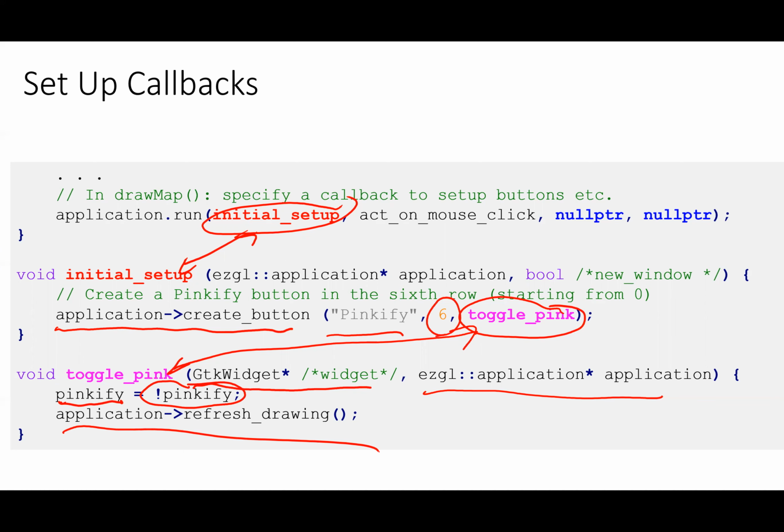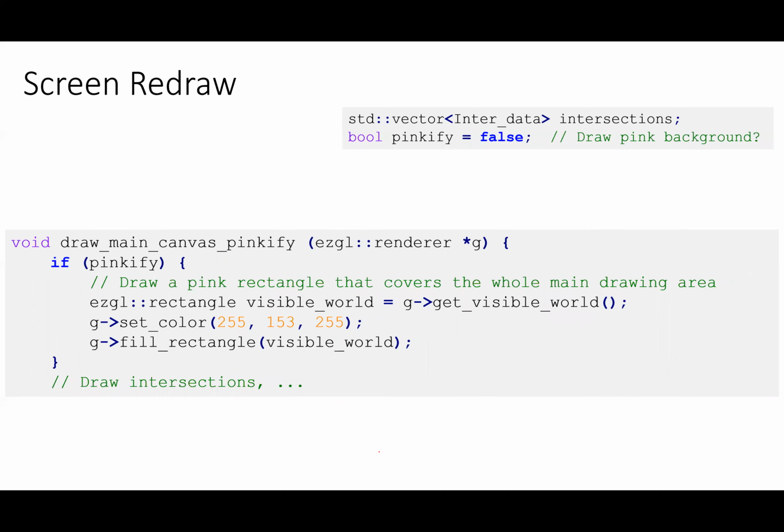Okay? Last piece of this is my redraw function. Well, I guess here's my global variable. I made this global variable so that I can store my state. And my redraw function basically just at the very start gets this additional code. If pinkify is set, I want to draw a rectangle that covers the whole graphics area. It's not clear how big that is. I can't hard code it. So what I do is I call get visible world. This will return a rectangle that is the size of the whole graphics area in world coordinates, the coordinate system I chose.